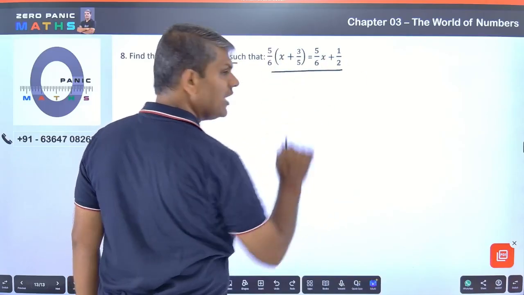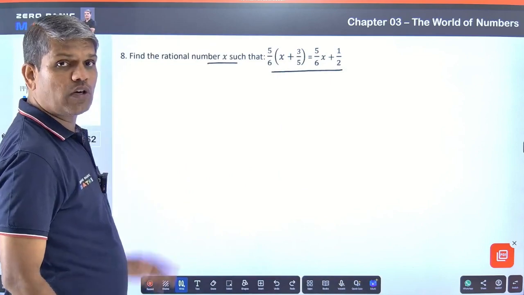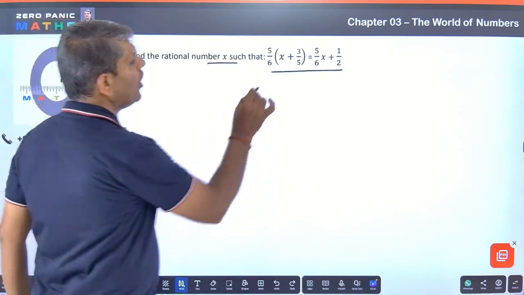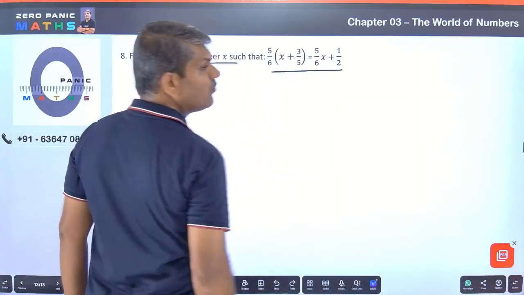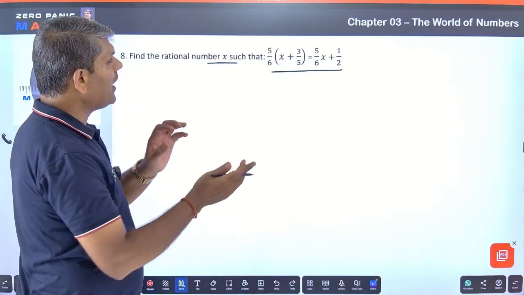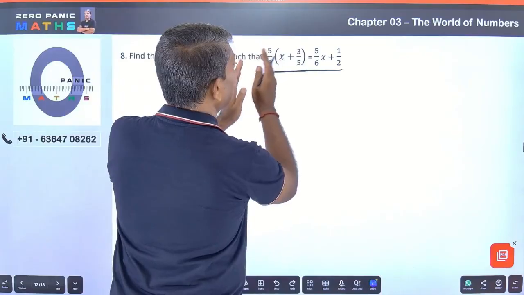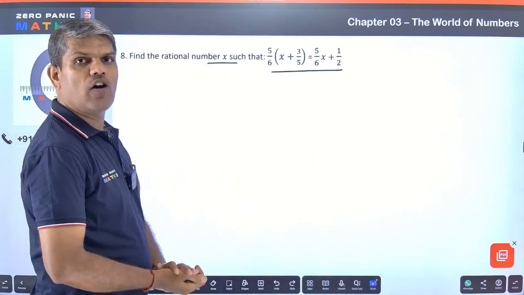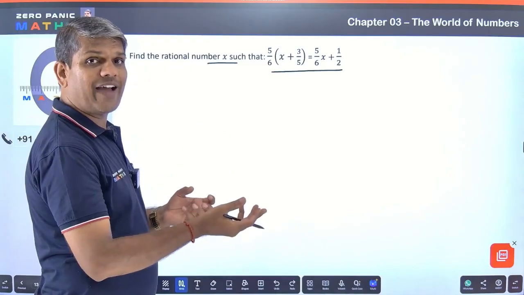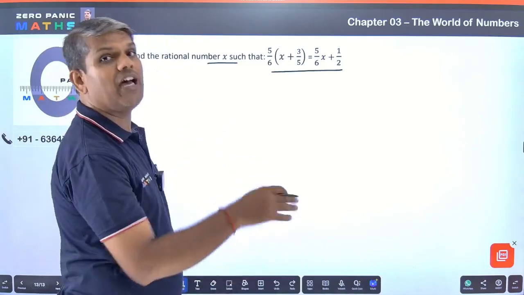So it is already equal. It is already equal only. Okay, of course, when you are asked to find out x, then you have to bring x to the same side, so that you can get the value of the constant value which is equivalent to x on the other side.